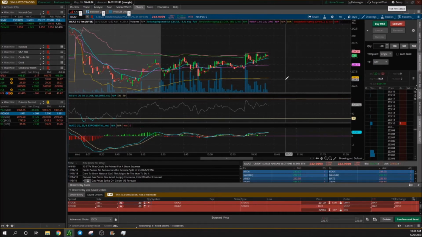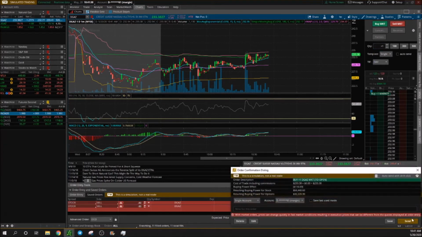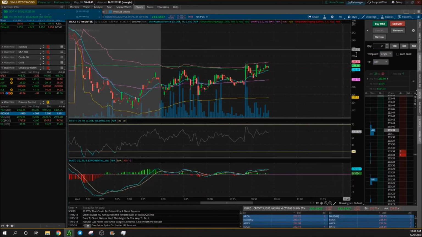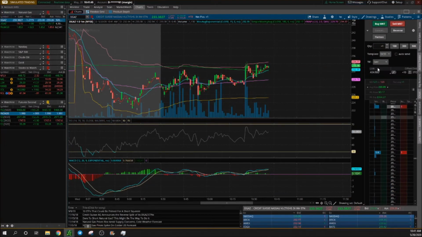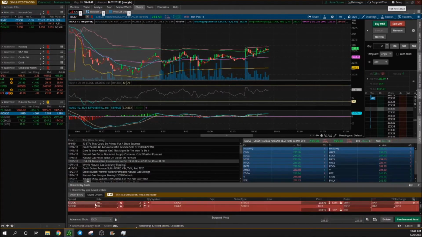Now, the other nice thing about the OCO brackets, and I'm going to buy one share just so I could show you guys this. So if I buy 1 share, all right, so I bought 1 share, and I want to set up my OCO brackets. So I do this, I hit edit, all right, so I got my OCO.